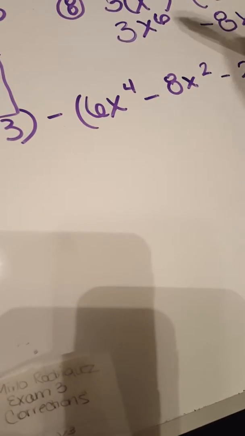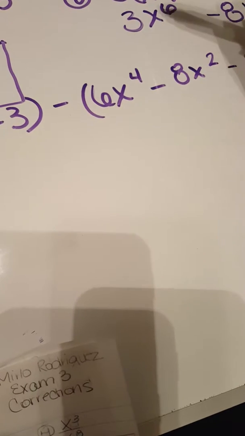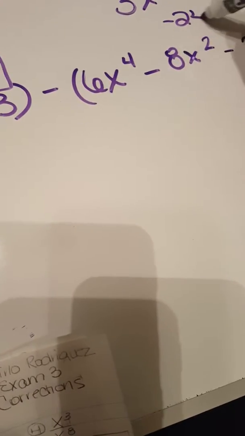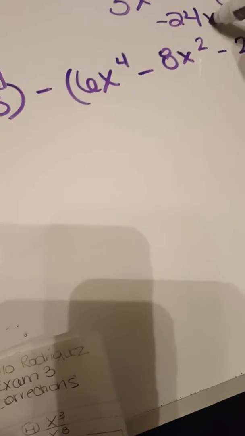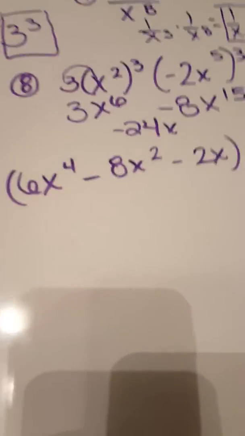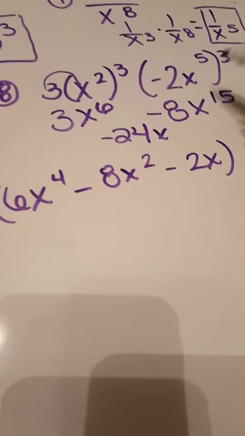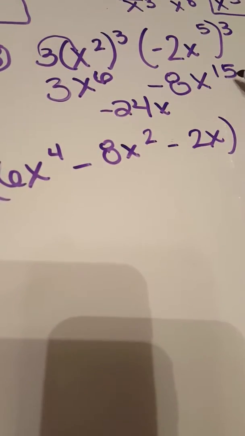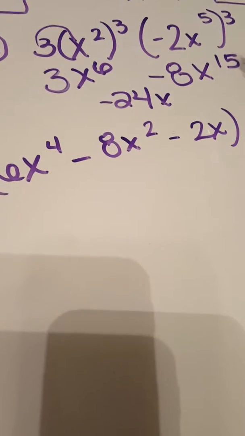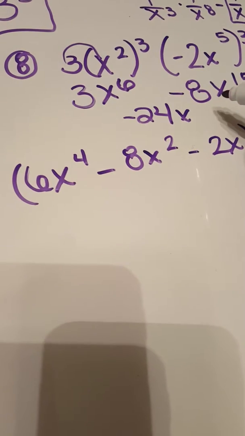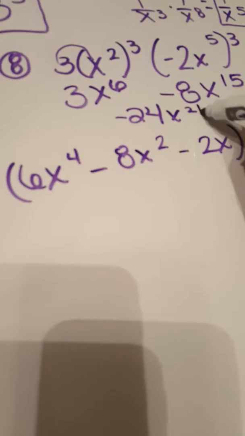Okay, and then here we're going to times like terms. So it's going to be negative 24x. And then we're going to add our 15 plus our 6 here, giving us negative 24x to the 21st power.